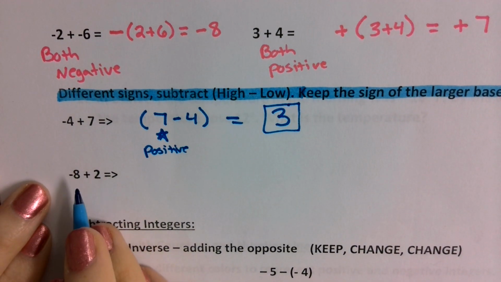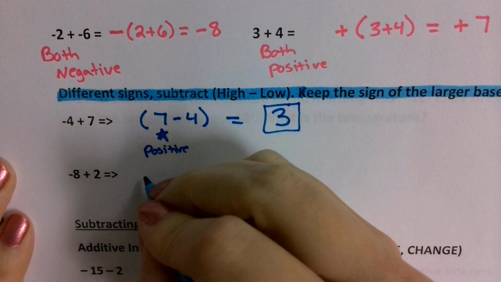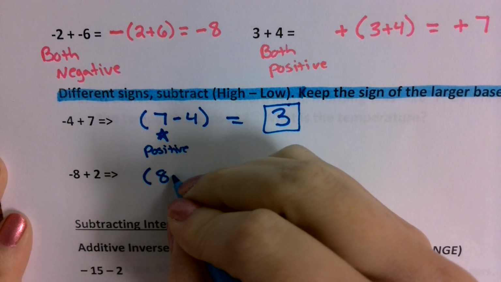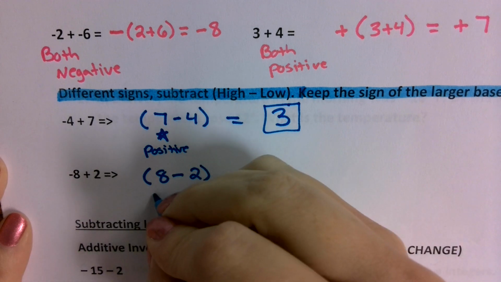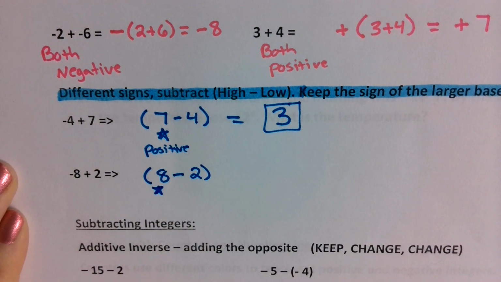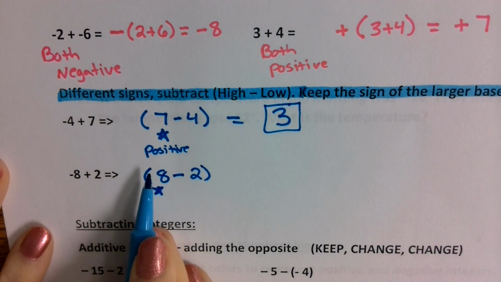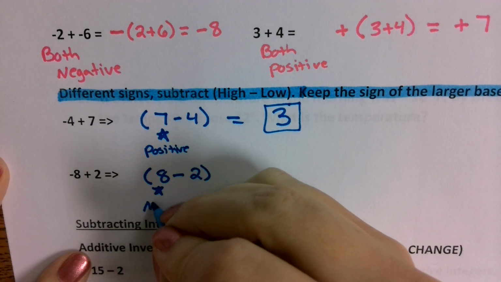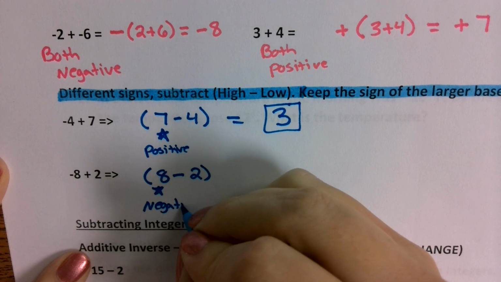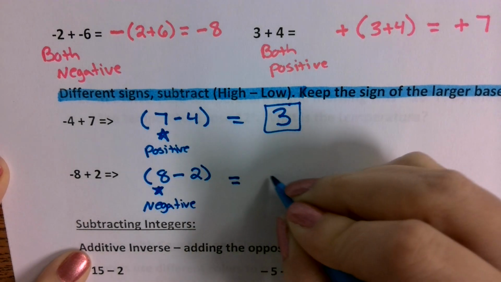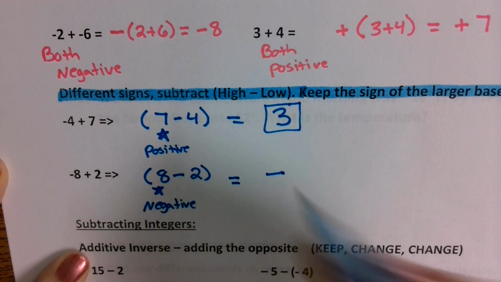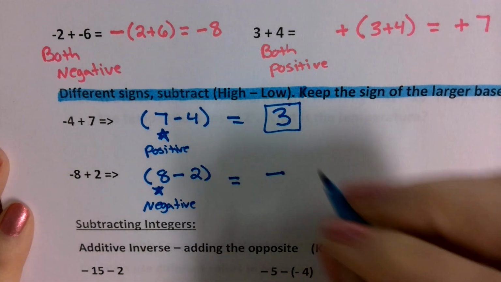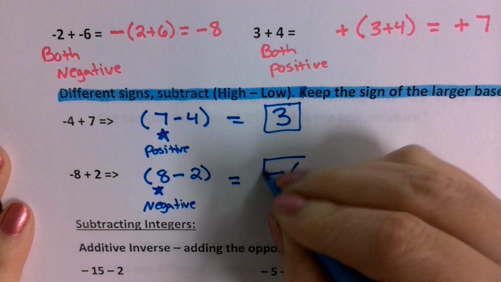For the second problem, -8 plus 2, I'm just going to do 8 minus 2. Again, 8 happens to be my larger base number. Was 8 positive or negative? Negative. So that means when I subtract them, I'm going to have a negative answer. And what is 8 minus 2? 6. So my answer is going to be a -6.